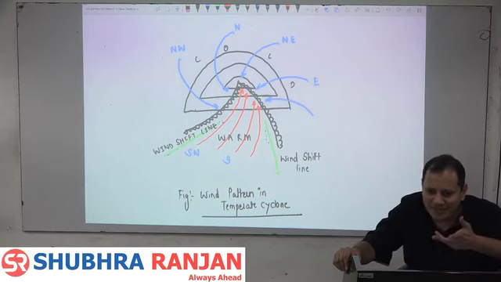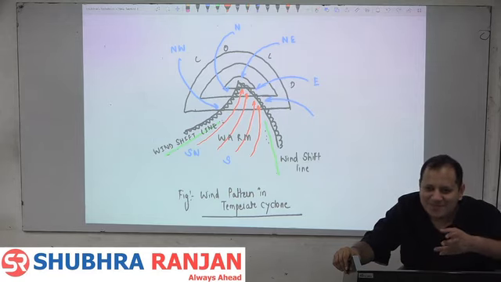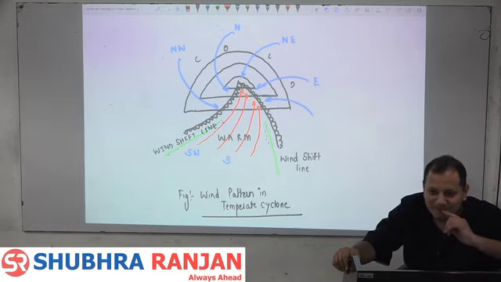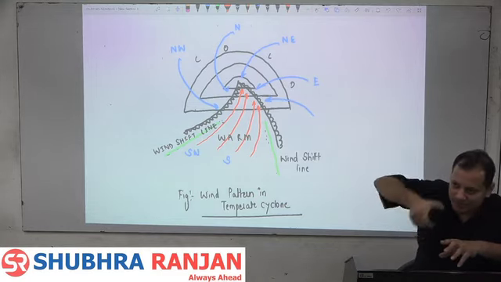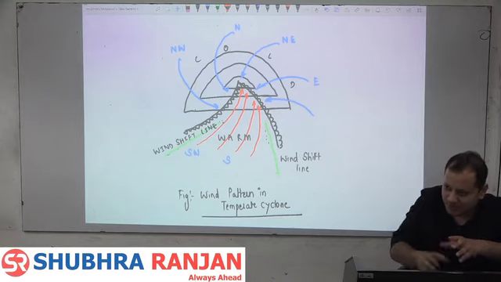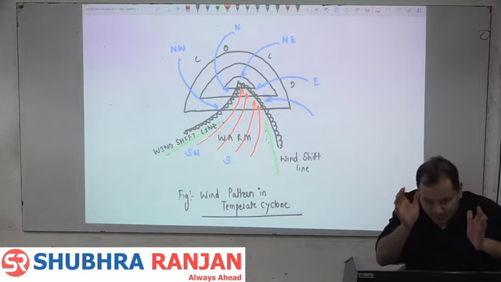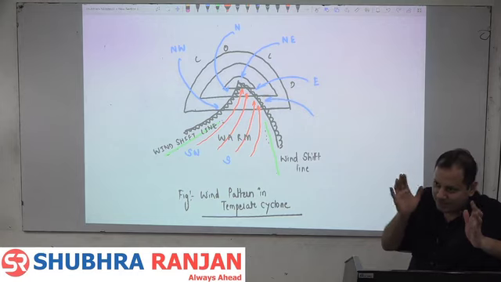The center part will have high temperature. It's a low pressure. We are doing temperate cyclone only. Where will be the lowest temperature, not lowest pressure? North, northwest, northeast, south, southwest, southeast. Why northwest? Perfect. Northwest is having the lowest temperature because all the wind is deflected towards the northwest. There is a concentration of cold wind in the northwestern part.